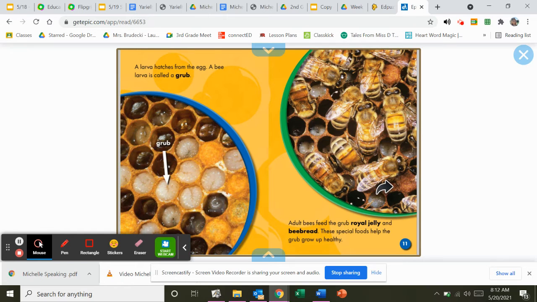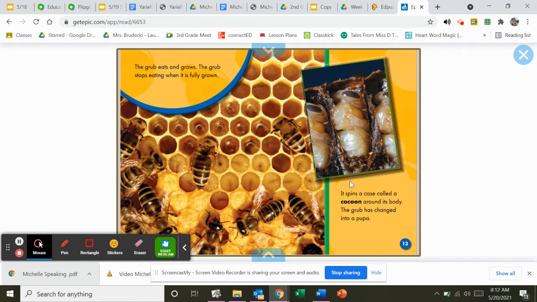Adult bees feed the grub royal jelly and bee bread. These special foods help the grub grow up healthy. The grub eats and grows. The grub stops eating when it's fully grown. So that's kind of like the larva stage of the ladybug life cycle. It spins a case called a cocoon, which is like the pupa stage of the ladybug. The grub has changed into a pupa.